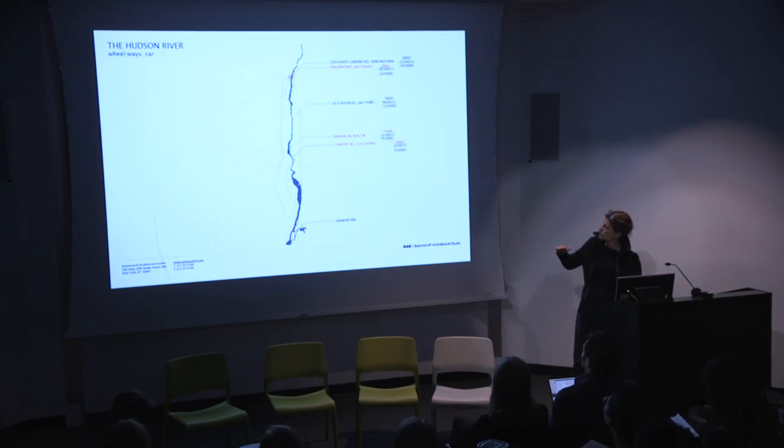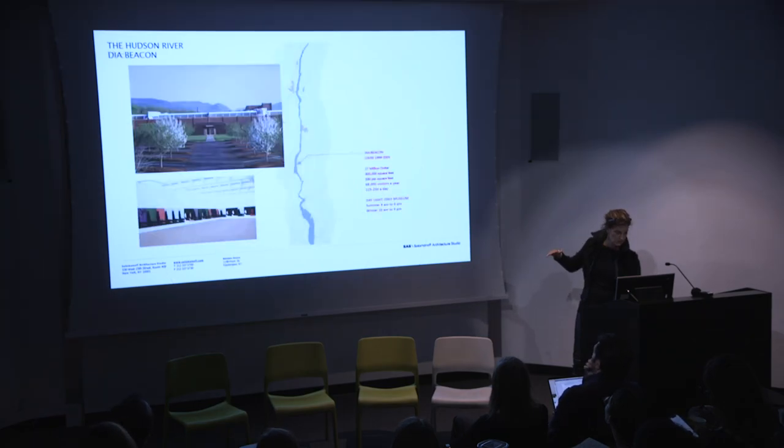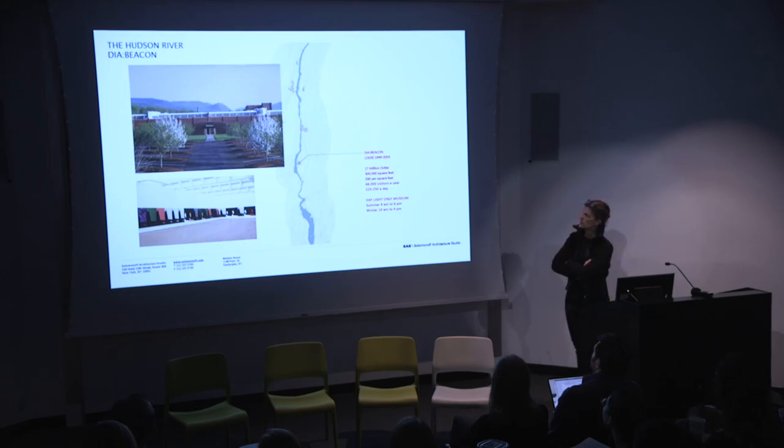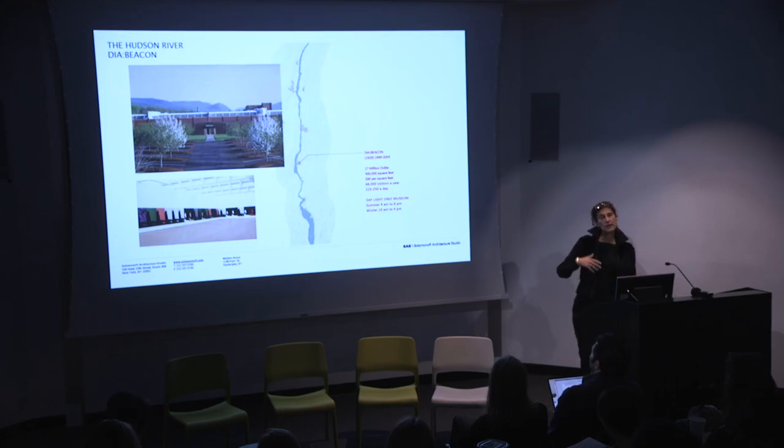And of course, I'm looking at these projects from New York, which is my base. So the first project is Dia Beacon. It's a building of 1929 that was a factory for Nabisco. The cookies were made in what is now Chelsea Market, and then the boxes were made in Beacon, and they were connected by train.